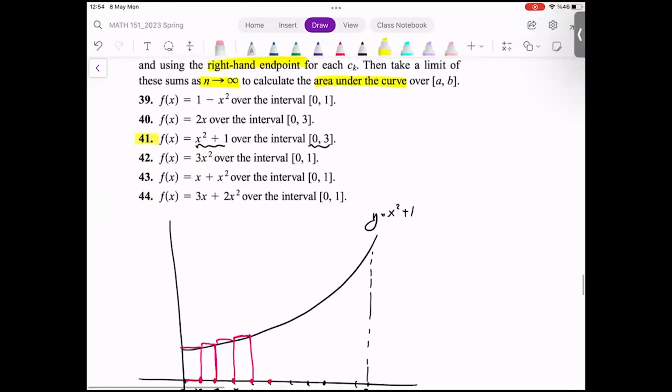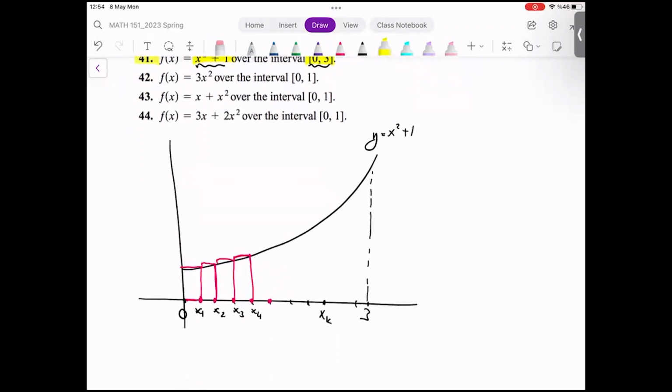Okay, so this is our expression for the function, and the interval is from 0 to 3. So this is the curve y equals x squared plus 1. I draw a graph for it, and our interval is from 0 to 3. We will divide this interval into n many subintervals. So I divided it like this. Let's say this is the first subinterval, second subinterval, third, and somewhere here we will have the kth subinterval and so on.